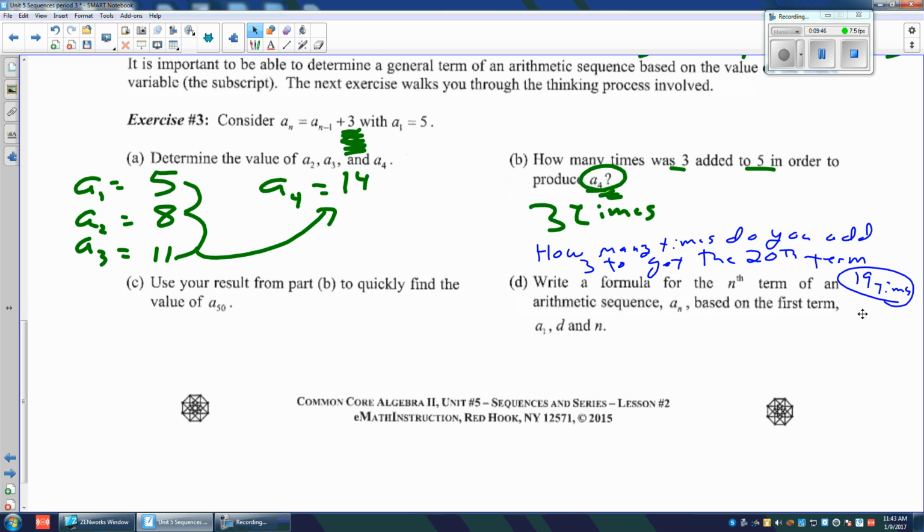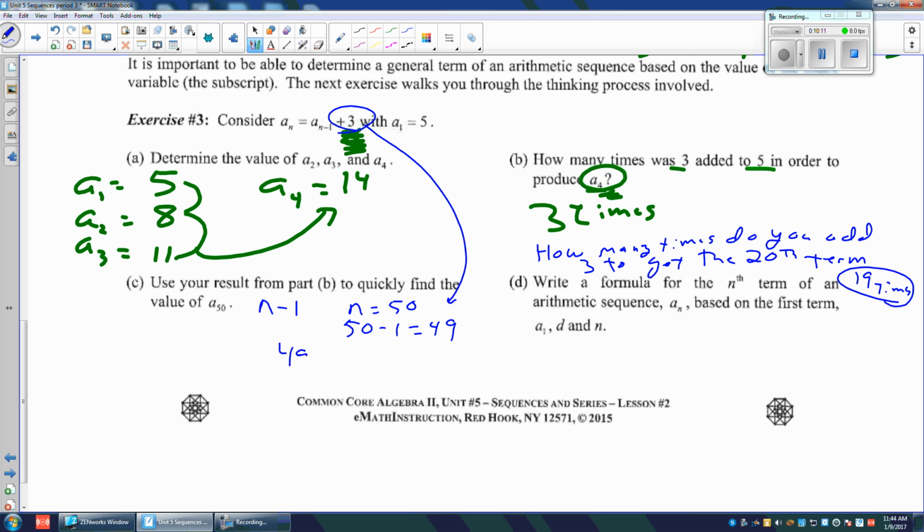Use your results from part B to quickly find the value of the 50th term. It seems like we're going to be using n minus 1, and n here is 50. So 50 minus 1 is 49. That's how many times we're going to add 3. So it's 49 times 3 plus the original number. The original number was 5. So this is 147 plus 5.